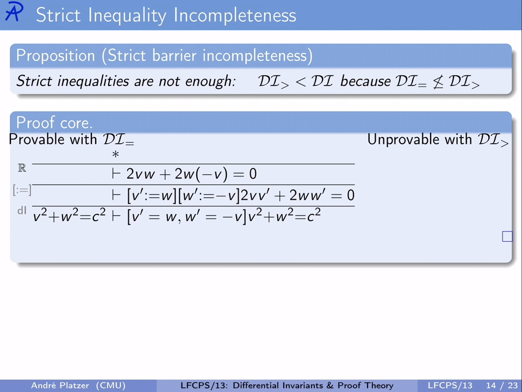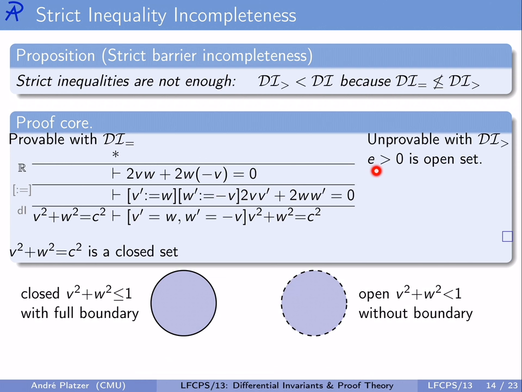Well, that was great. Now we need to prove why we can't prove it with a strictly greater than. Of course, you know the drill. You can't just write down one proof of a greater than as a differential invariant and argue that this didn't prove the property. You need to prove that no proof with greater than formulas only as differential invariants could have ever proved this. So we need an indirect argument, and the argument is that this e greater than 0 is pretty much an open set, but v squared plus w squared equals c squared is a closed set.